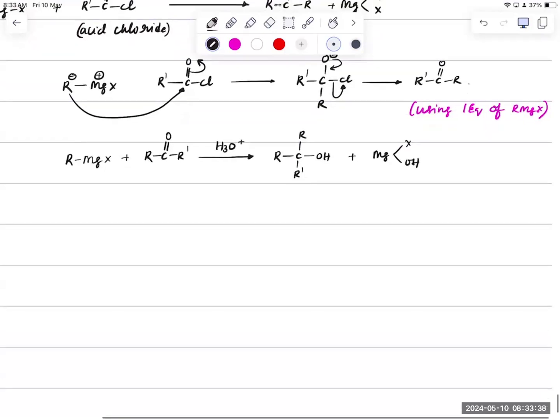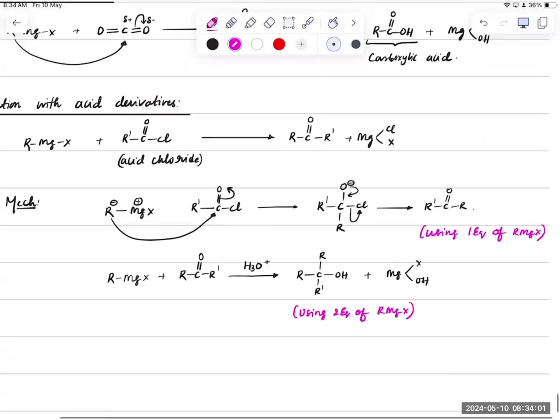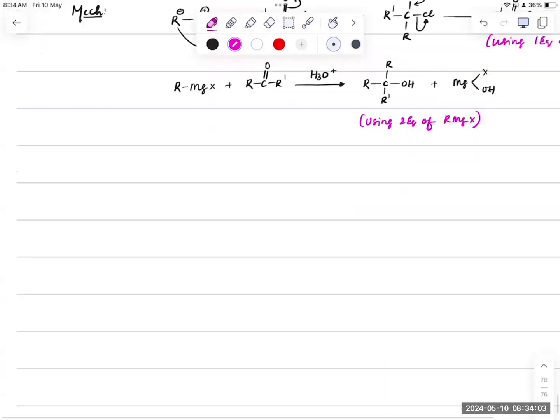So you notice that this is using two equivalents of RMgX. If I use two equivalents, I'll end up at alcohols. If I take only one equivalent, I will end up at ketones. Got it? I hope this point is clear, everybody. Same logic applies to other acid derivatives as well.